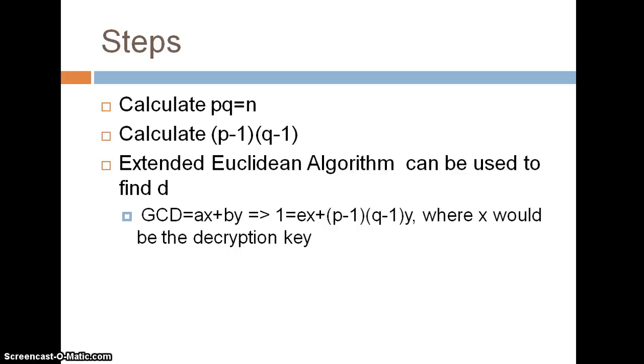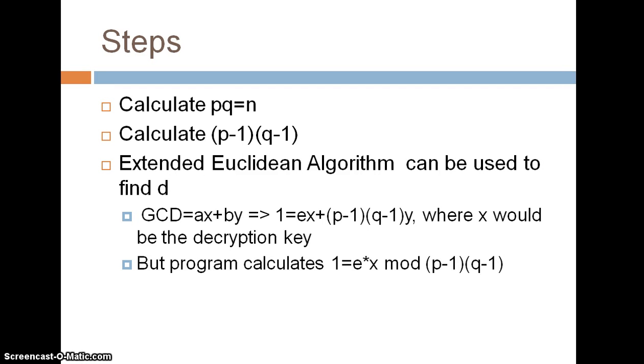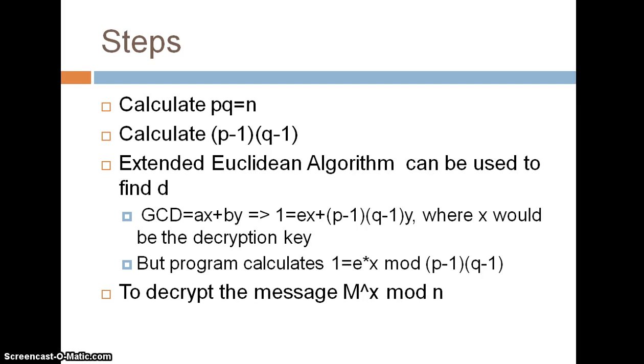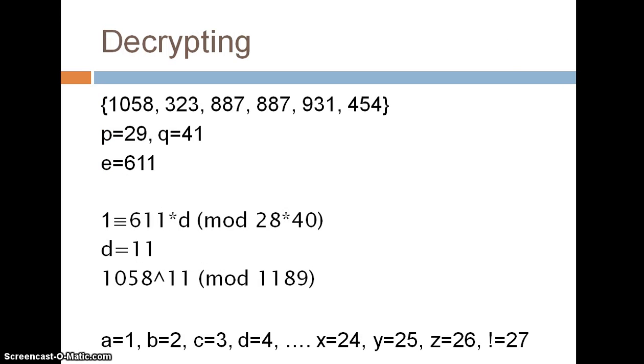But to be honest, I wasn't quite sure how to get my program to do this. So I had it calculate 1 equals e times x mod P minus 1 times Q minus 1, and basically had to increase x until we got a true statement. And so then to decrypt my message, I would just have to take the message to the x power mod n. So this is the message I received.